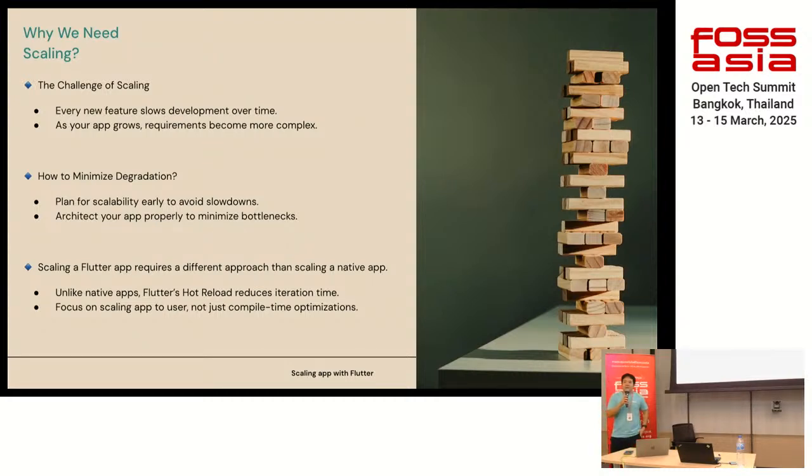So the problem is that we didn't prepare for scaling. To minimize this degradation, the first thing is you have to plan for scalability for your application. I will talk about this later. And then the architecture of your app: when you first start the application, I recommend that you don't use something like clean architecture because it's over-engineered. That's why we come to the third point, that you shouldn't over-engineer things too much.